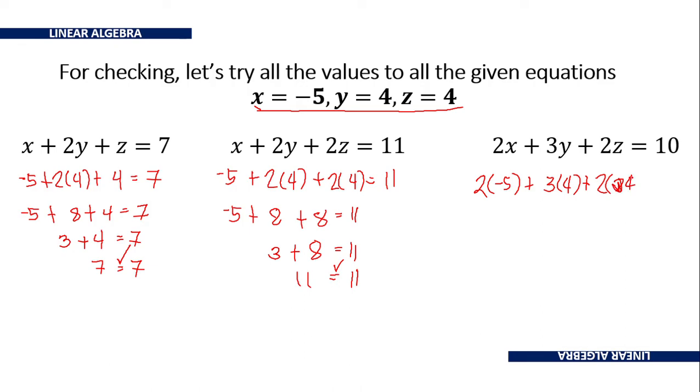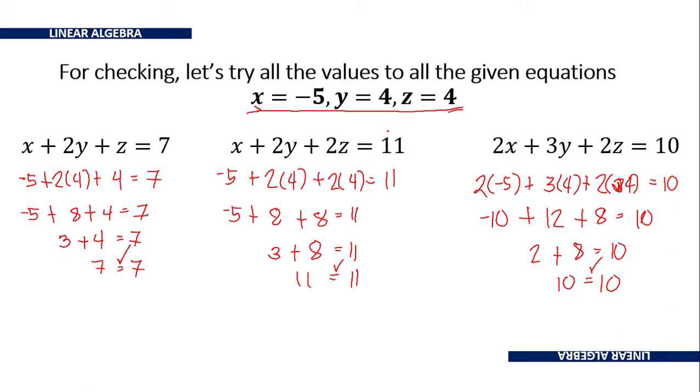Next, we have 2x is -5 plus 3 and y is 4 and 2 plus 2 z is 4 which is equal to 10. Okay? 2 times -5 is -10 plus 3 times 4 is 12 plus 2 times 4 is 8 is equal to 10. So, -10 plus 12 is 2 plus 8 is equal to 10. So, we have 10 is equal to 10. So, okay. So, mapapansin nyo, nag-equal sila dun sa tatlong equation. Meaning, this is the values ng ating linear equations. We have x is equal to -5, y is equal to 4, and z is equal to 4 also.